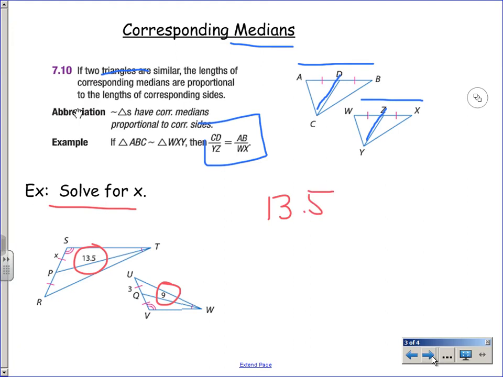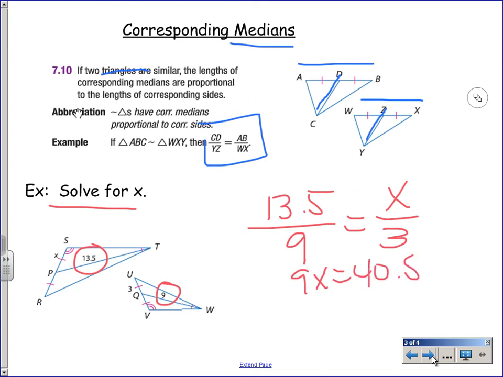13.5, excuse me, it's 13.5, is to 9 as X is to 3. So simplifying that, we get 9X equals 40.5. Divide by 9, divide by 9, and X equals 4.5. So we've seen 3 different ways to now set up new proportions to solve for corresponding sides.